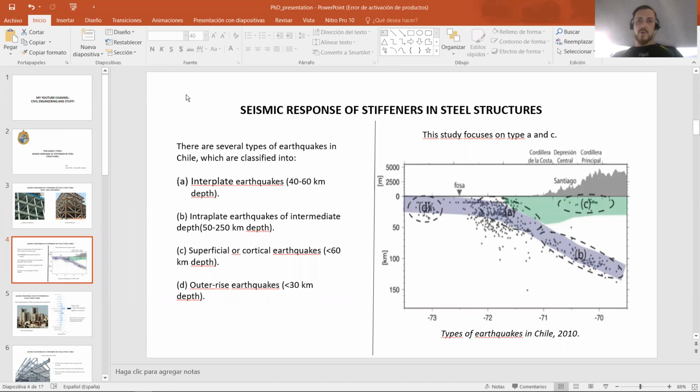Why are stiffeners important? Well, there are several types of earthquakes in Chile, which are classified into these four here, based on their type. We can see A is called interplate earthquakes. B, interplate earthquakes of intermediate depth. And of the four, the most important are the superficial or cortical earthquakes because they are near the city of Santiago.